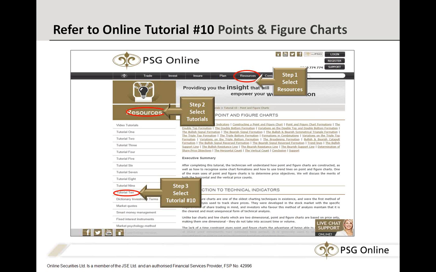Okay, so this presentation is based on a tutorial, so you can go find it on our website. If you click on resources, and on the next page you'll find a section called tutorials, and then go look for tutorial number 10. So that's where you find additional information.